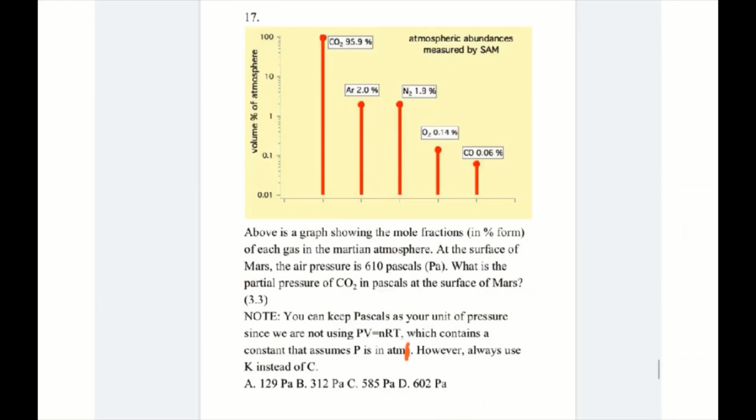Alright, next question. Above is a graph showing the mole fractions in percent form of each gas in the Martian atmosphere. The Martian atmosphere is the atmosphere on Mars, by the way. At the surface of Mars, the air pressure is 610 pascals. What is the partial pressure of CO2 in pascals at the surface of Mars? So let's read this note that I wrote. You can keep pascals as your unit of pressure since we are not using PV equals nRT, which contains a constant that assumes P is in atm. And let's not include the S because I keep on doing that for some reason.